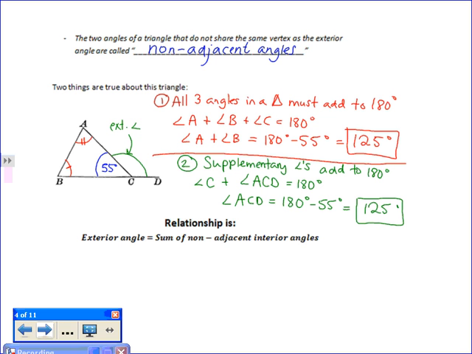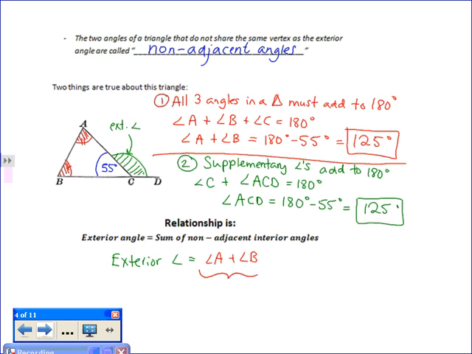Okay, so what's true then? This exterior angle over here is equal to the sum of the non-adjacent angles. Angle A plus angle B added together are going to give me the same measurement as my exterior angle. And that's our relationship. So it looks something like this. The exterior angle is going to be equal to angle A plus angle B.